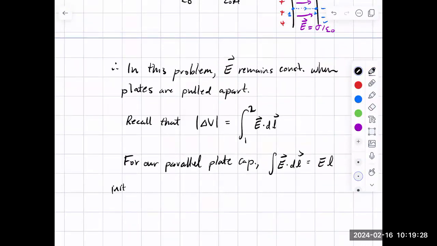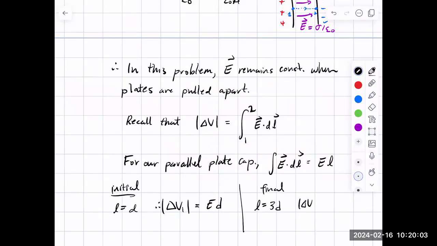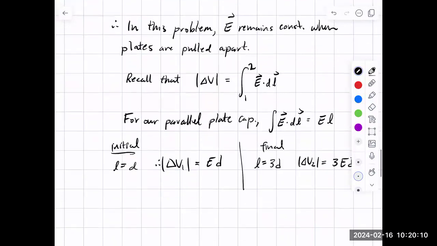So for our initial situation, L, the distance we move, is just the separation between the plates. It's just D. And so therefore, delta V1, let's say absolute value, is just E times D. And for the final situation, our plates are 3 times further apart, so the distance we have to travel from positive to negative plate is 3 times larger, and so that means delta V2 is equal to 3 E times D, which is 3 times delta V1.